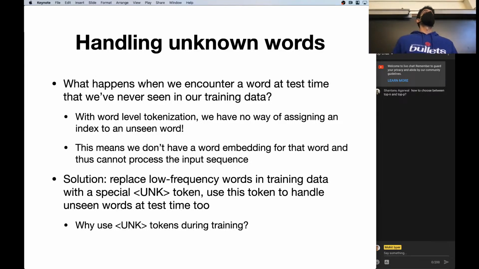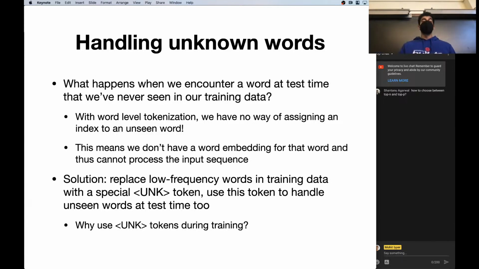So one question could be, why can't I just add this UNK token into my vocabulary? Why do I actually have to replace training data words with the UNK token before actually training my model? Why do I need to do this? Yes.